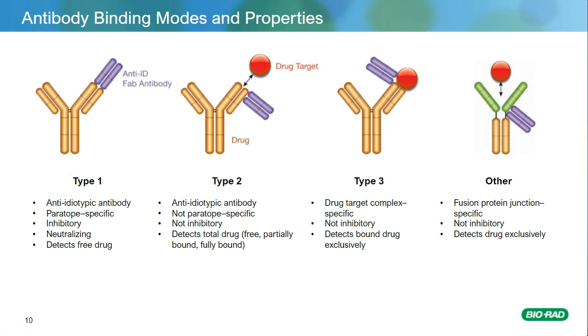The final type of anti-idiotype we generate is the type 3 anti-idiotype. So this is a complex specific antibody. This will only recognize the complex form of the drug, but not the free form of the drug.